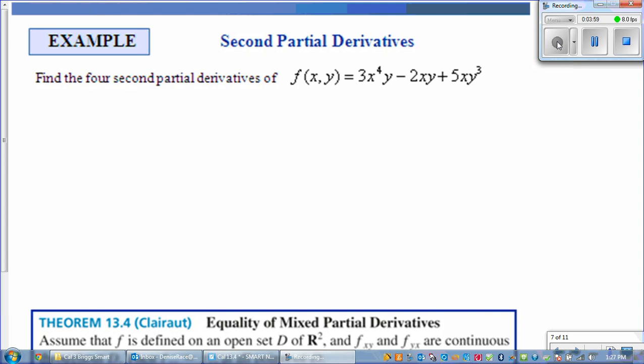So now let's find the 4 second partial derivatives of this function. The first partial derivatives would be f sub x. So we're taking the partial with respect to x, meaning that the y is going to be a constant.